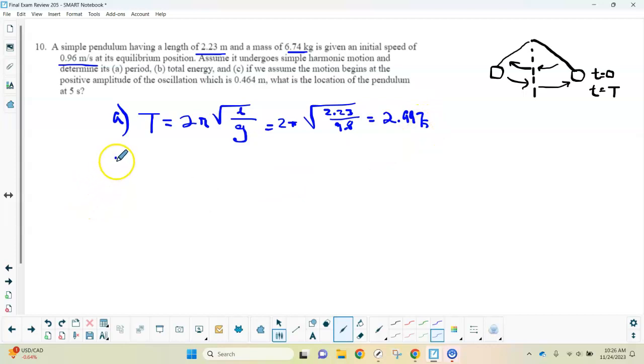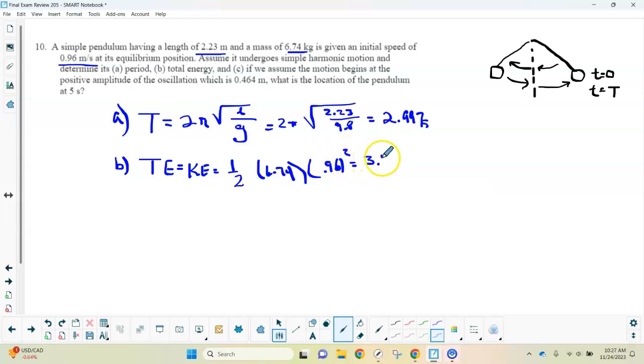For part B, it wants to know what is the total energy of this system. The total energy is actually the kinetic energy at the bottom, because at the equilibrium position there is no height. So the kinetic energy, which would be 1/2 mv squared, so you just plug it in. The mass is 6.74, and the speed that it was moving at was 0.96. And you've got to square that because it's 1/2 mv squared. So the kinetic energy, which is the total energy, is something like 3.105. You could use kinetic energy and the total energy to figure out how high it swung up to, and you could find the angle and do other things, but I didn't ask you to do that in this problem. But you should be able to.